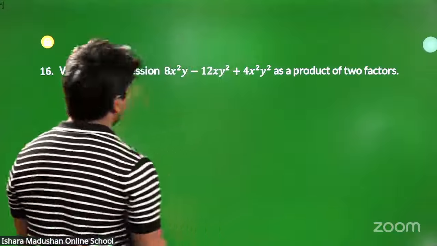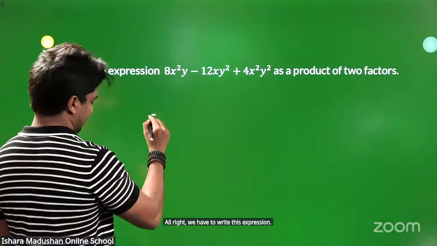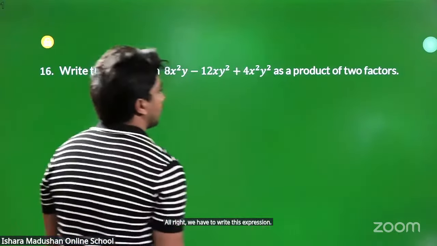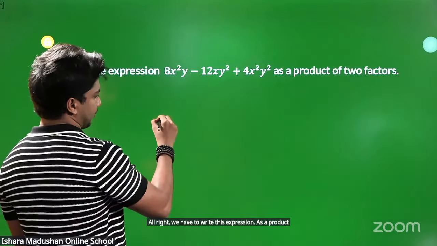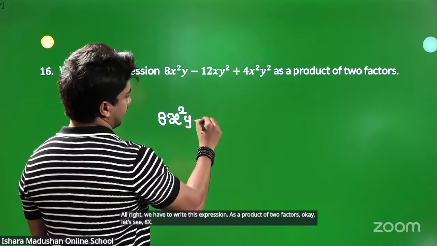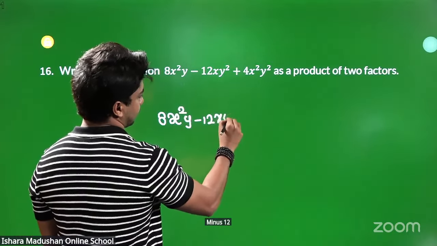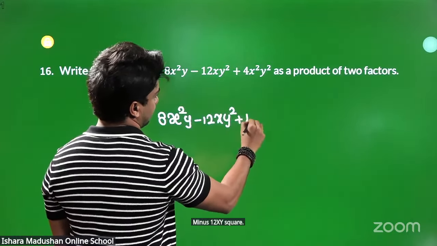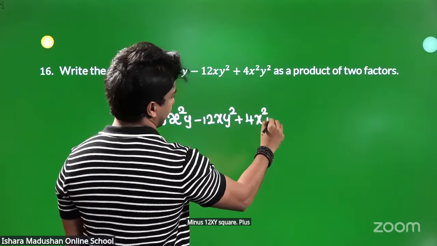Right. We have to write this expression as a product of two factors. Okay, let's see. 8x square y minus 12xy square plus 4x square y square.